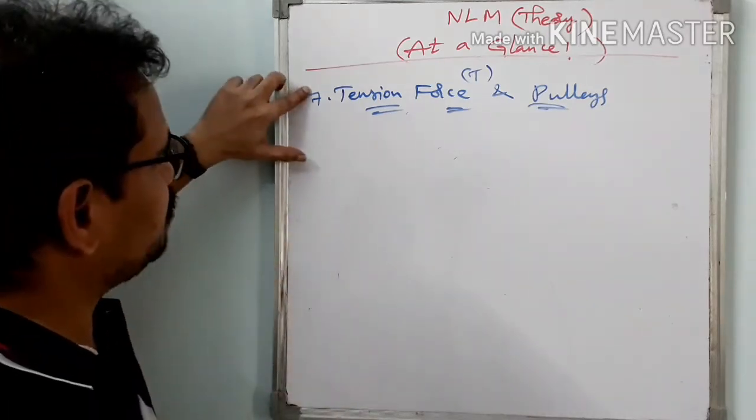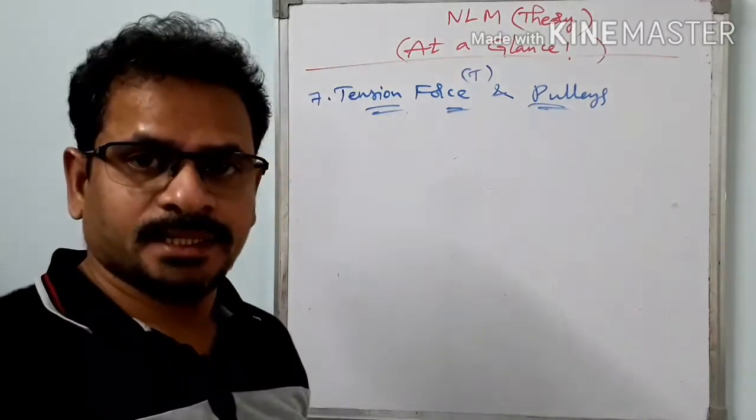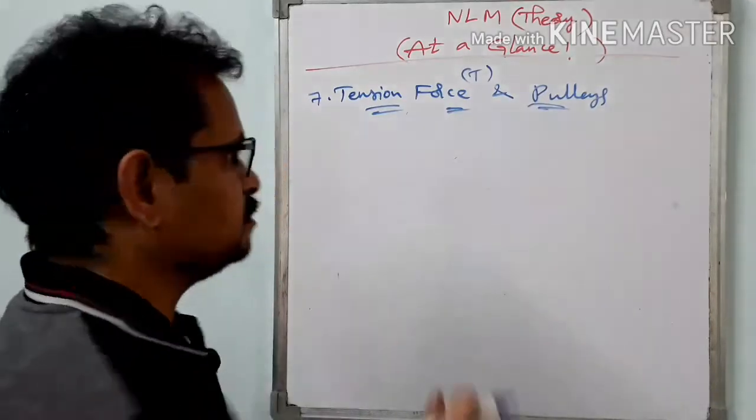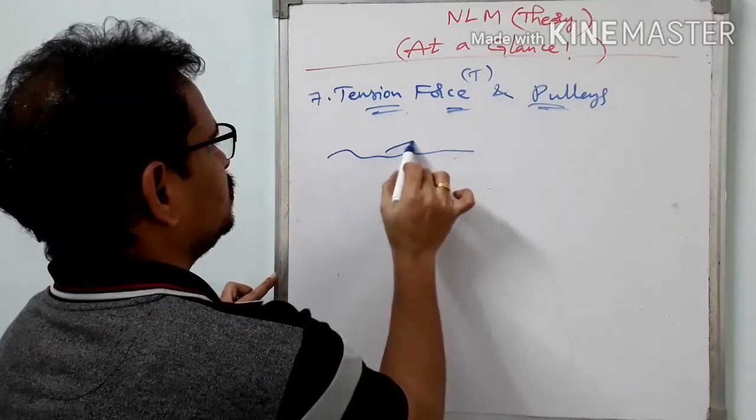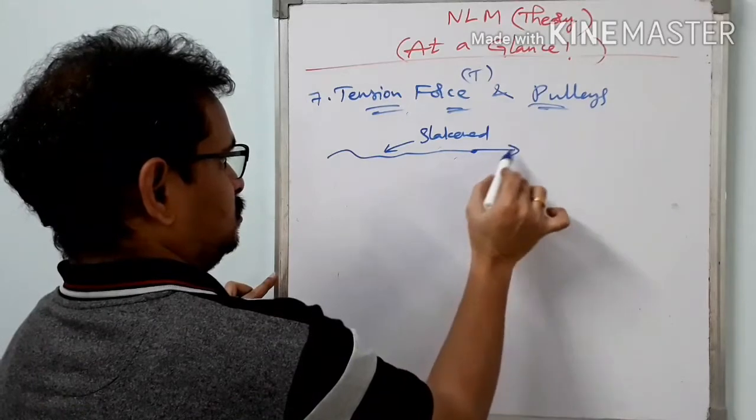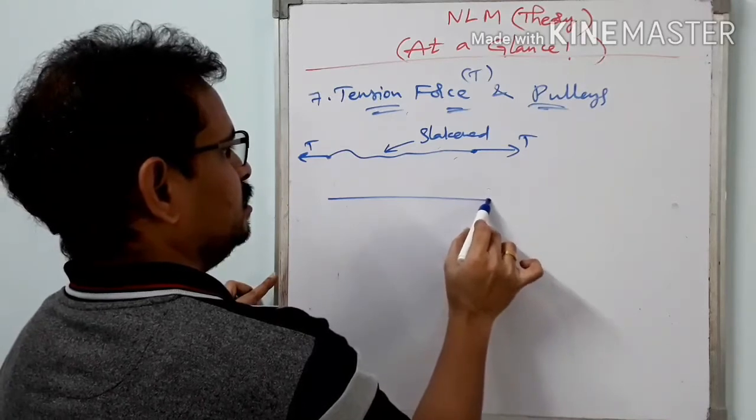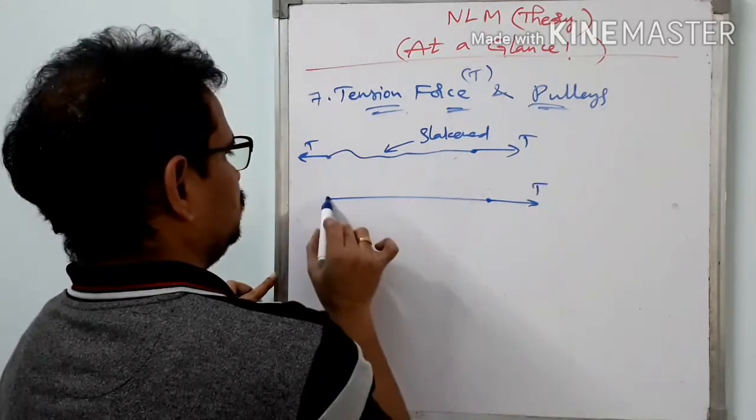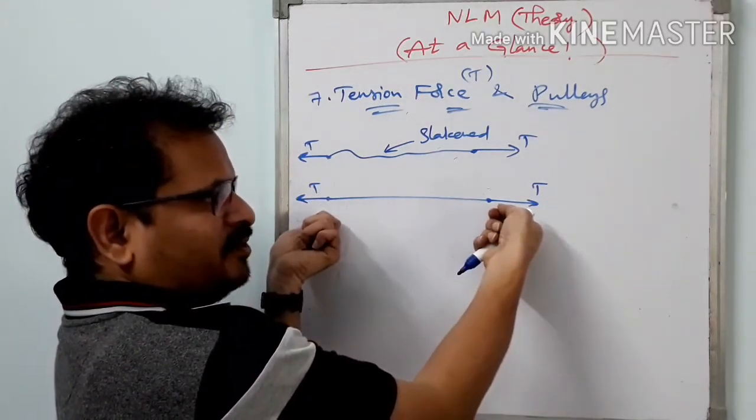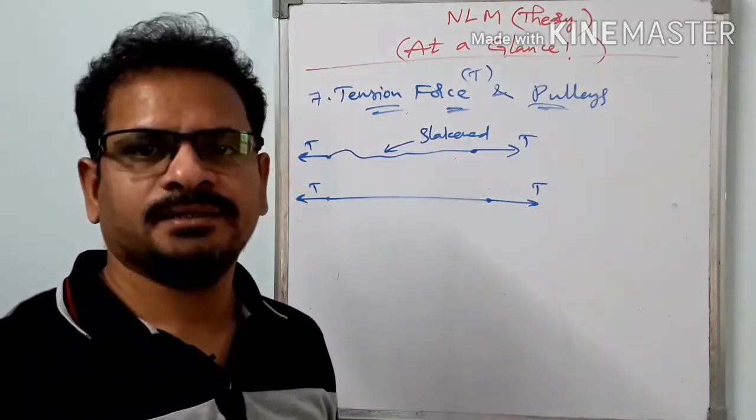Okay, next one, number 7 is tension force and pulleys. Tension is a force that is present in strings, and that too only stretched strings. It is not present in slackened strings. For example, this is a slackened string. If you apply force on this end and this end like this, then the string will be in stretched form. So we cannot apply tension force in this direction. If we try to apply force in this direction, immediately the string slackens and the tension force is nullified.